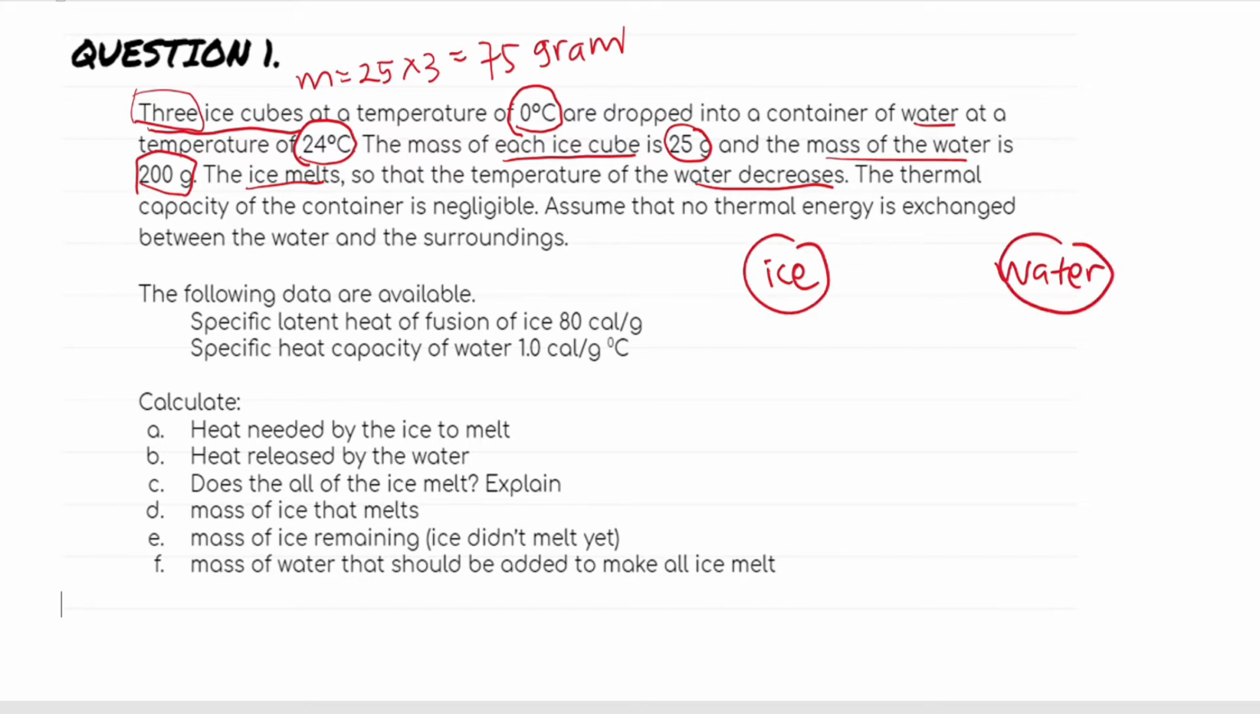Okay, the ice and water have different temperatures. The ice is 0 degrees Celsius and the water is 24 degrees Celsius, and the mass of the ice is 75 grams and the mass of the water is 200 grams. Based on this question, we also know the following information: the specific latent heat of fusion of ice is 80 calories per gram, and the specific heat capacity of water is 1 calorie per gram degree Celsius.